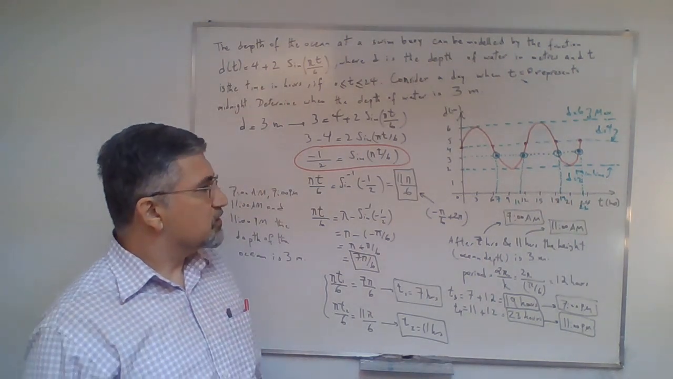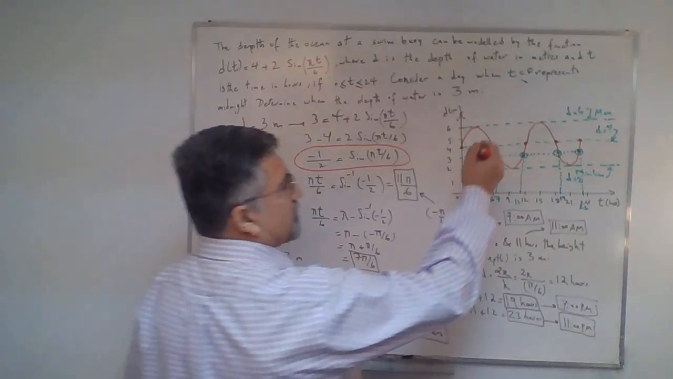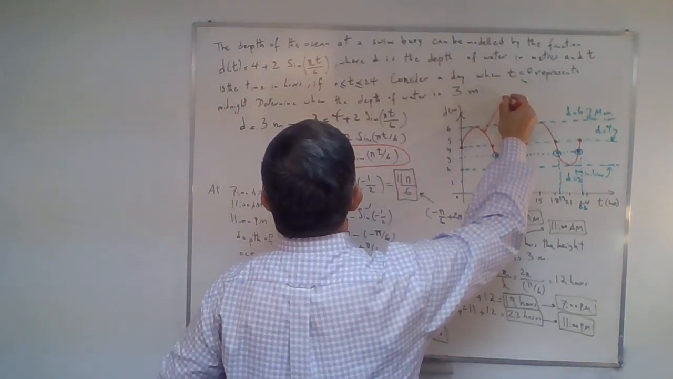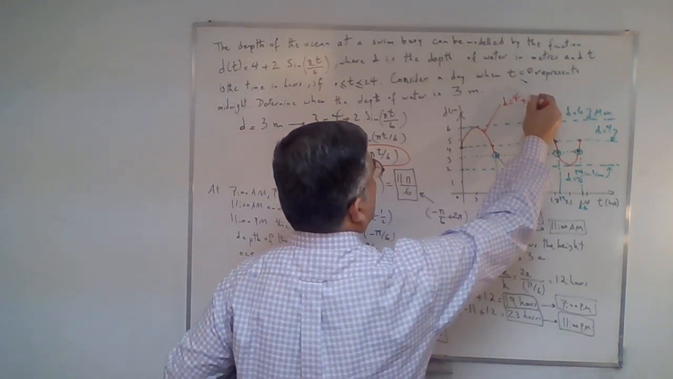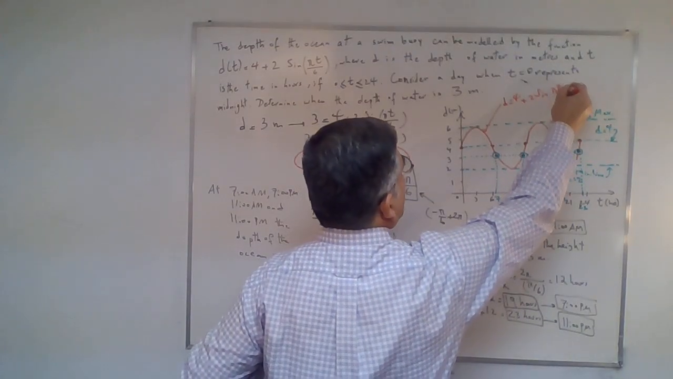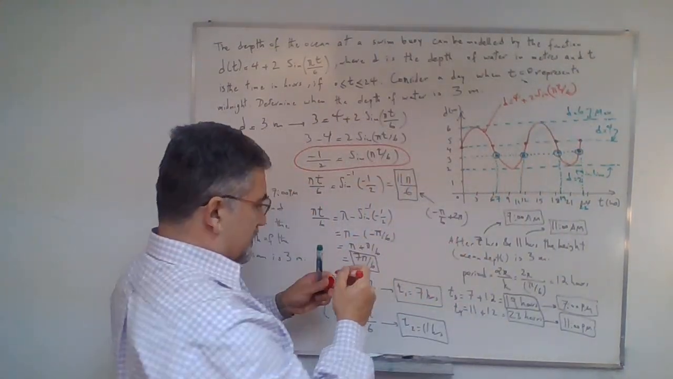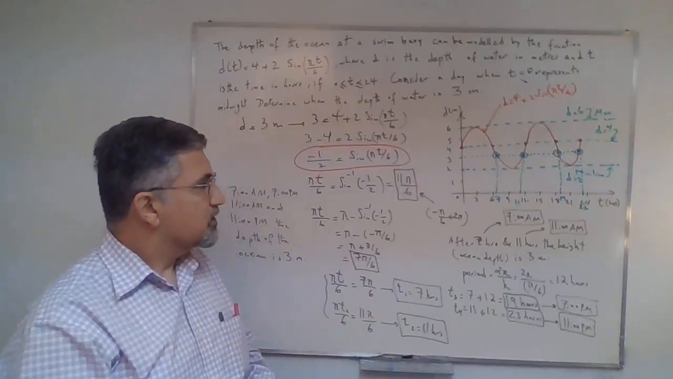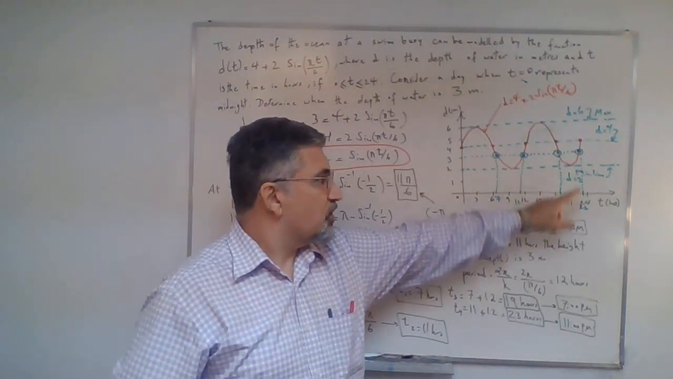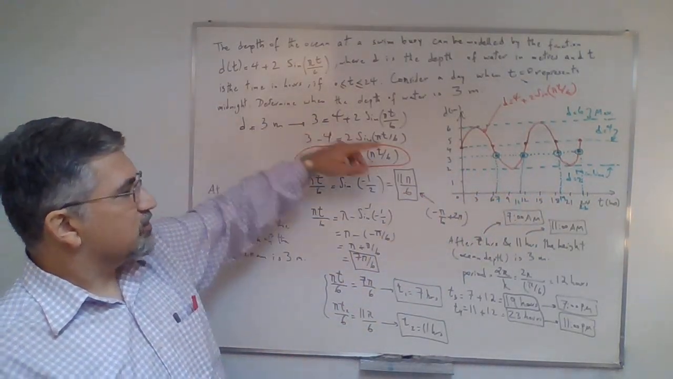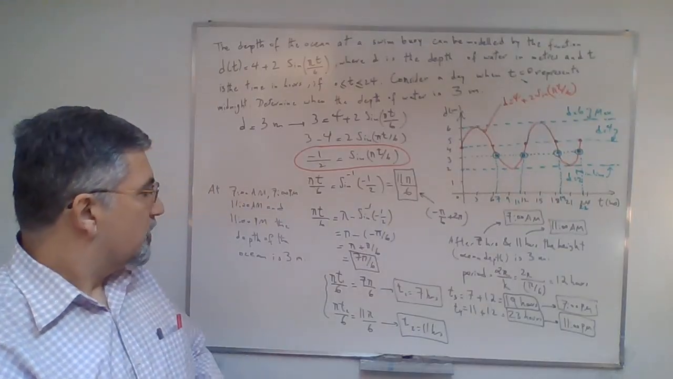I don't think there's anything else I'd add except that I'm going to label the graph. So d equals 4 plus 2 times sine of pi t over 6. Everything else is perfectly labeled. So these are the 4 times when the depth of the water is actually 3 meters.